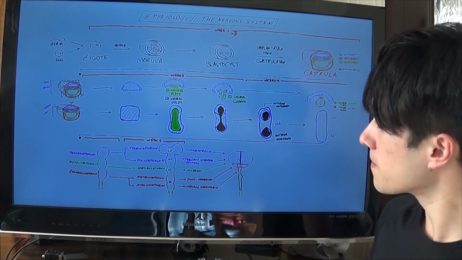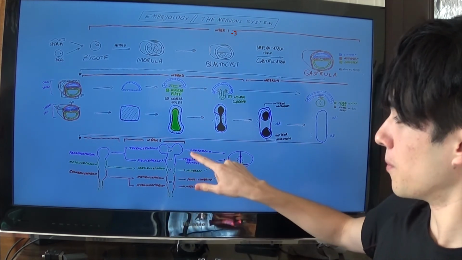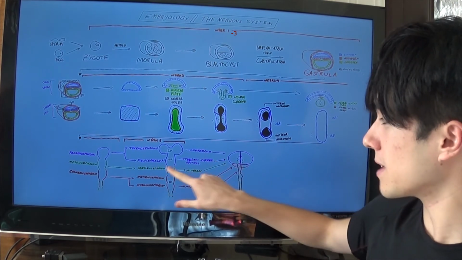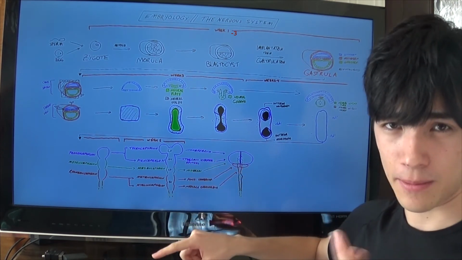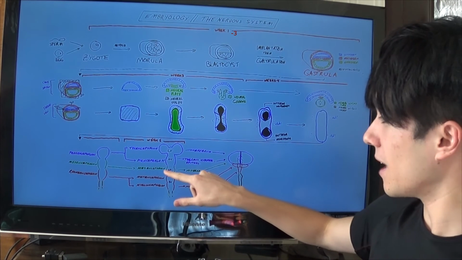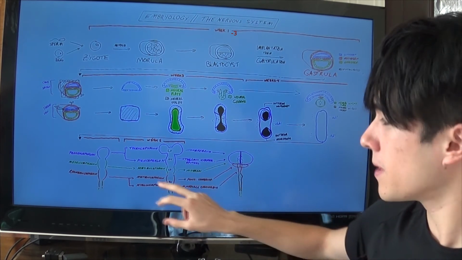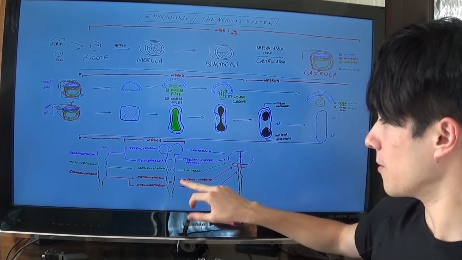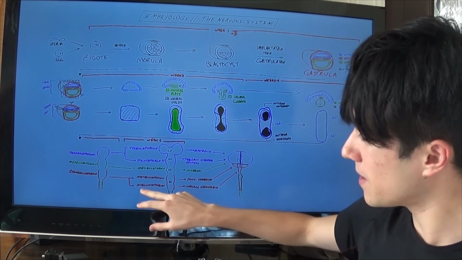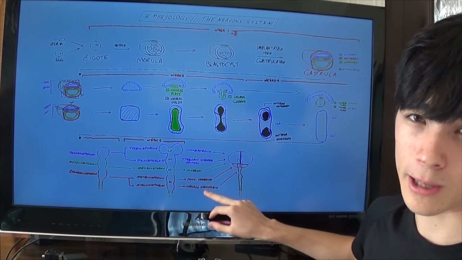What about the walls? Our telencephalon will form our cerebrum. Our diencephalon will form our thalamus, hypothalamus, epithalamus. And our mesencephalon will form our midbrain. And lastly, the metencephalon will form the pons and the cerebellum, and the myelencephalon, the medulla oblongata.